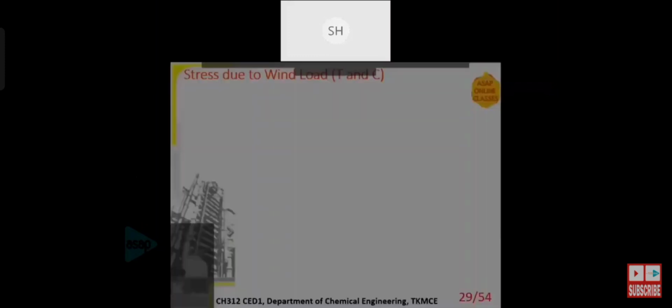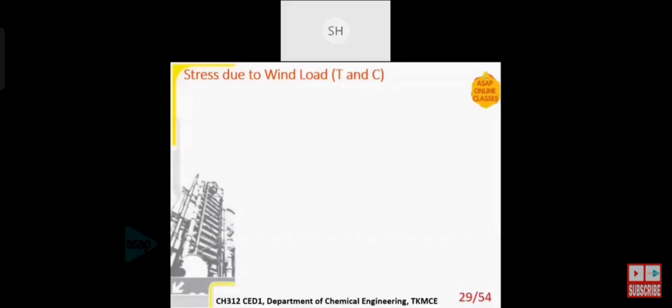Then next part is due to the wind. The stress due to wind can be either tensile or compressive. That is why I've written T and C. It can either cause a compressive stress or a tensile one. So for wind design, the stress is bending moment divided by section modulus, MW divided by Z. Section modulus you must have studied in engineering mechanics. The net area in which the stress is acting is given by the section modulus.